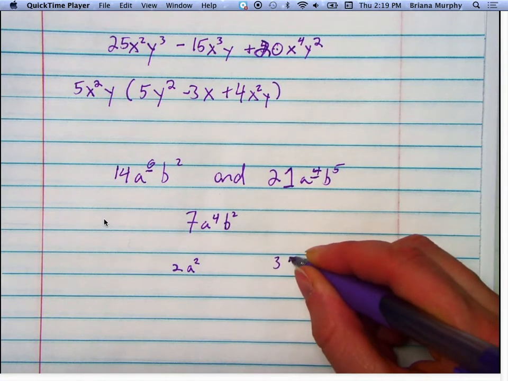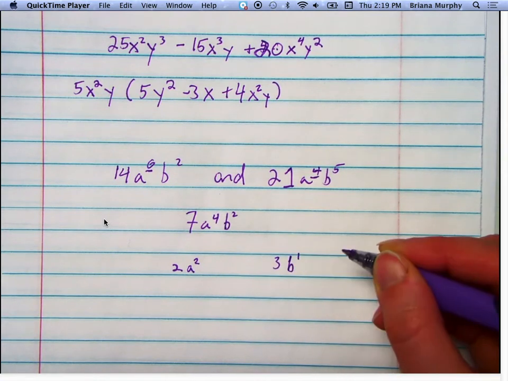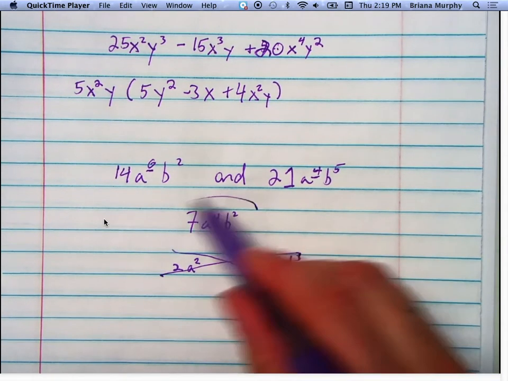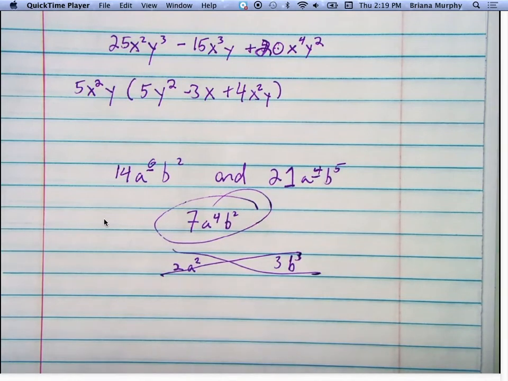3b to the third. Okay, I don't need this part. This is just what it's asking you for, 6 through 16. Just to do that. Okay.